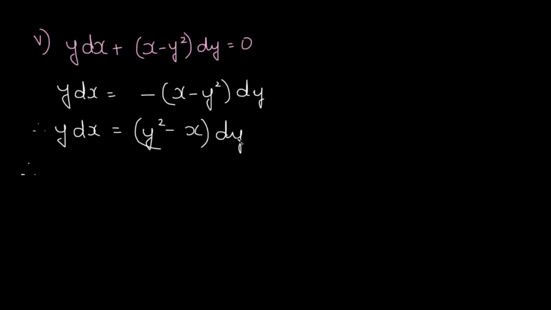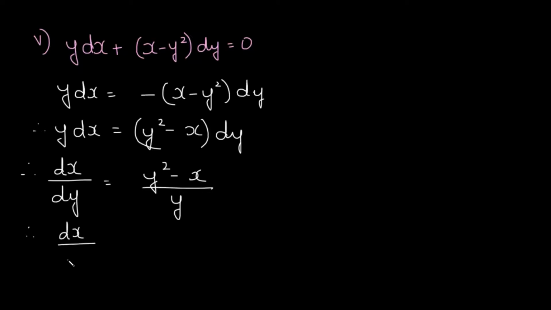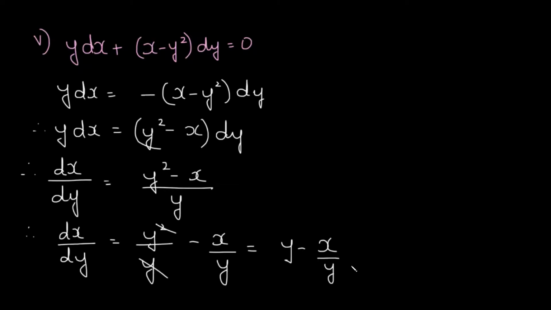Therefore now let us bring this dy term to the LHS and take y to the RHS. So we get dx upon dy is equal to y square minus x upon y. Now separating out the denominators over here in the RHS, we get dx upon dy is equal to y square upon y minus x upon y. So you realize what we have done, isn't it? Now this y goes away, so this becomes y minus x upon y.